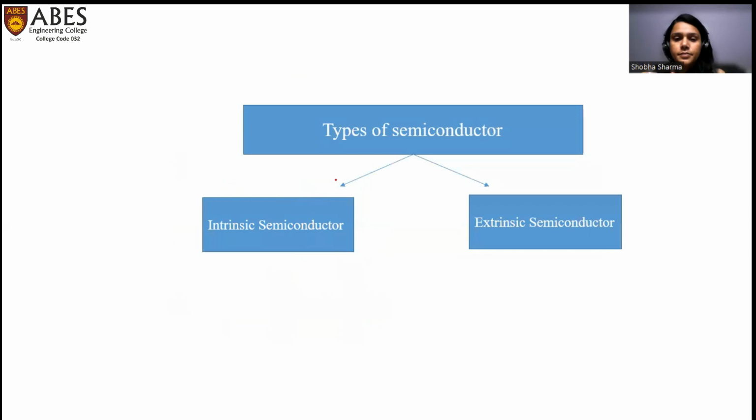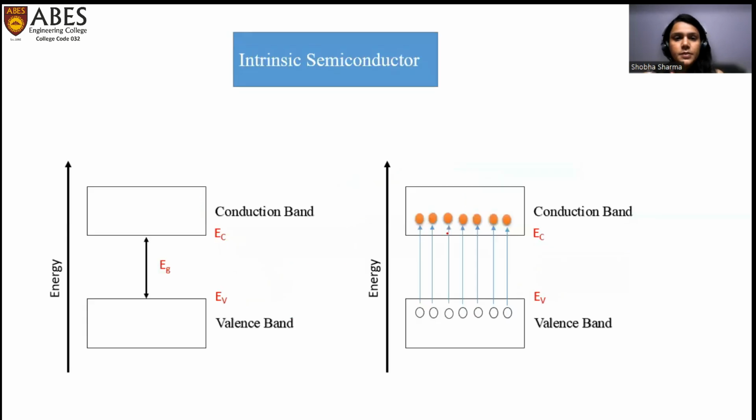Now, types of semiconductors. There are two types of semiconductors: intrinsic semiconductor and extrinsic semiconductor. Intrinsic semiconductors are also known as pure semiconductors, and extrinsic semiconductors are also known as doped, or impure, semiconductors. First, let us understand what an intrinsic semiconductor is. We will understand both these semiconductors with the help of energy band diagrams.